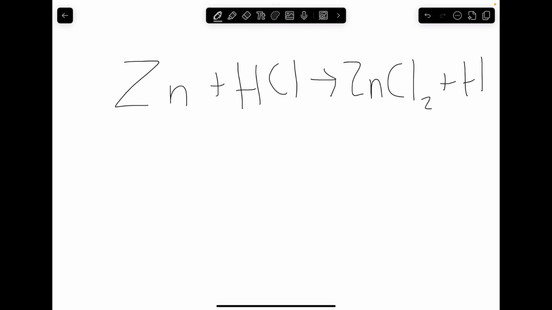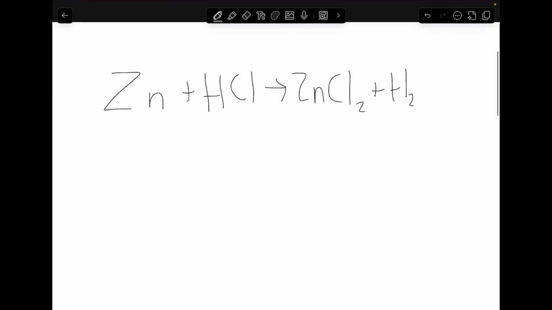All right, just like that. So first, to do this, we always need to start with the balanced chemical equation. So here is the recipe on my screen. Zinc plus hydrochloric acid reacts to form zinc chloride and hydrogen gas. But right now it isn't balanced, so let's balance this.